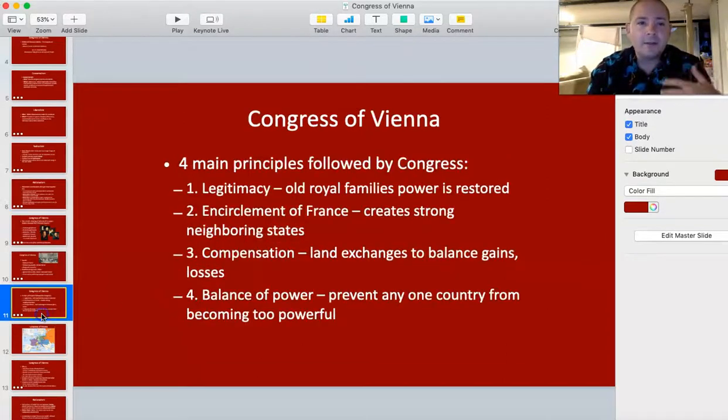The other major thing to come out of this, though, is that there's this idea of compensation. There needs to be a compensation to the places that suffered the greatest damage, right? So Germany gets a piece of land that's along the Rhine River.